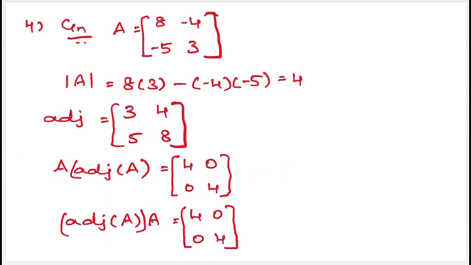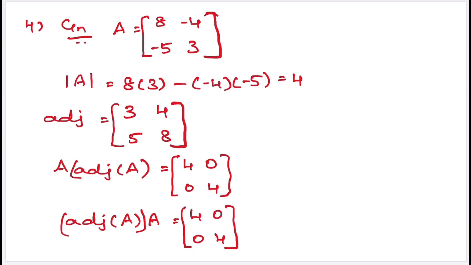So first find the determinant of A. So our determinant of A is equal to 4. Then find the adjoint for a 2 by 2 matrix. That is, interchange the elements in the leading diagonal and change the sign of the elements in the off diagonal. That is, adjoint A is equal to 3 4 5 8. Then compute A of adjoint A. That is, multiply the two matrices. You should get a diagonal matrix with equal diagonal entries and zeros in the other two elements. That is, A of adjoint A is equal to 4 0 0 4.